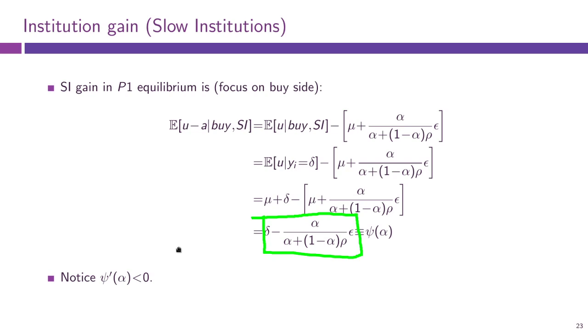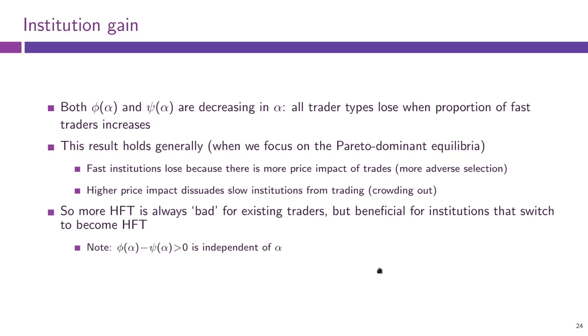And then at some point, when this expression crosses zero, this is when P1 equilibrium stops existing. No, it's actually much faster than that. Never mind that. But yeah, at some point, when alpha is high enough, P1 equilibrium stops existing, and this is worse for everybody, as we just established. So in the end, all the profits are decreasing in alpha here, assuming that we are in P1 equilibrium whenever it exists. So being fast imposes an externality on everyone else.